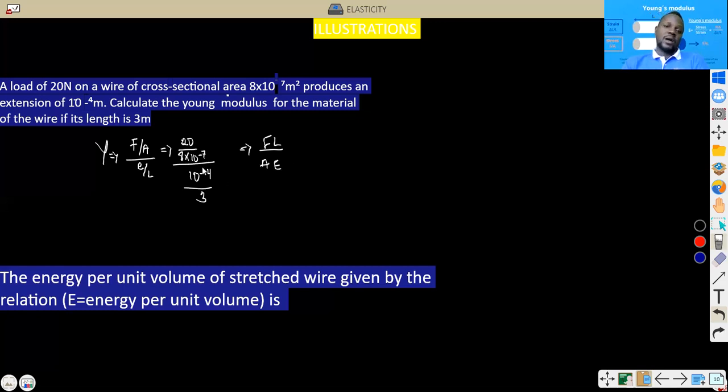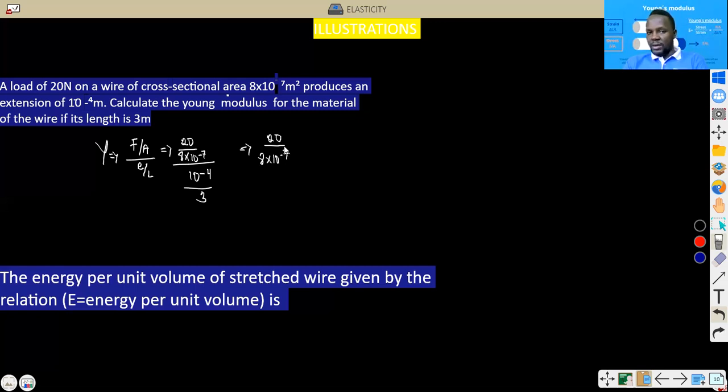But if you are not so sure, you start cutting one by one. Please, it is allowed. Do it in the way you only understand. That is the essence of studying. So if you don't know FL over AE, let us take your own way method so that we don't have issue. This is 20 over 8 times 10 to the power of negative 7.